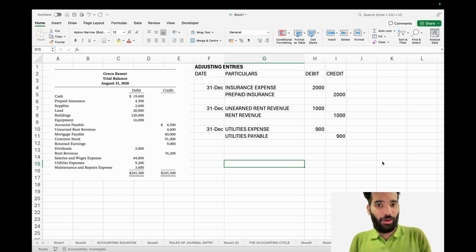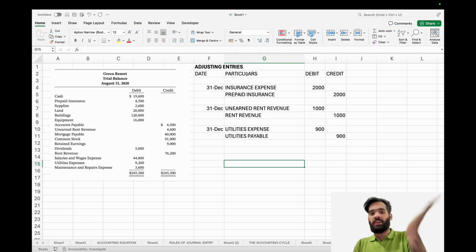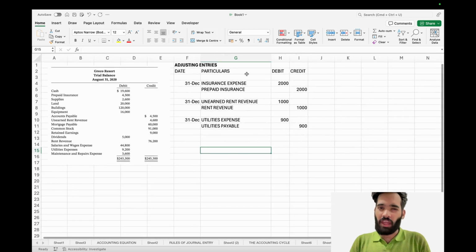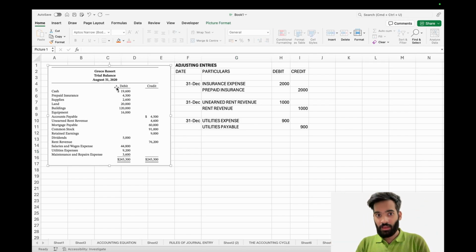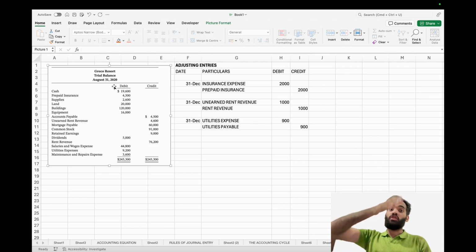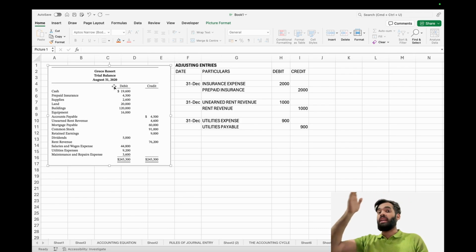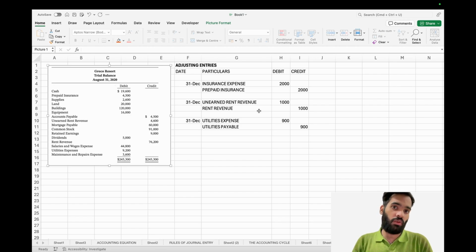So this topic is obviously the adjusted trial balance. I want to show you how you can prepare the adjusted trial balance after you have prepared the adjusting entries. As we know, the accounting cycle goes like this: you make the journal entries, from the journal entries the T accounts, from the T accounts the unadjusted trial balance, which is this one by the way, and from the unadjusted trial balance we prepare the adjusting entries, and after the adjusting entries now we can prepare the adjusted trial balance.